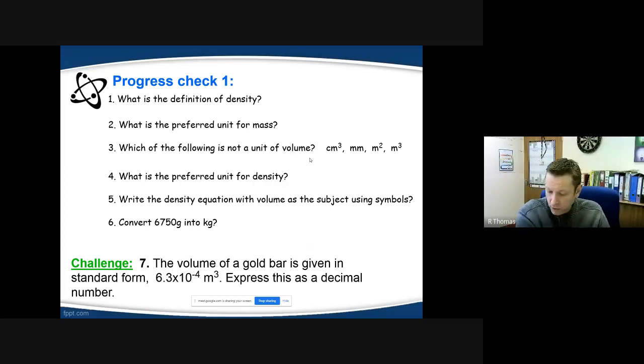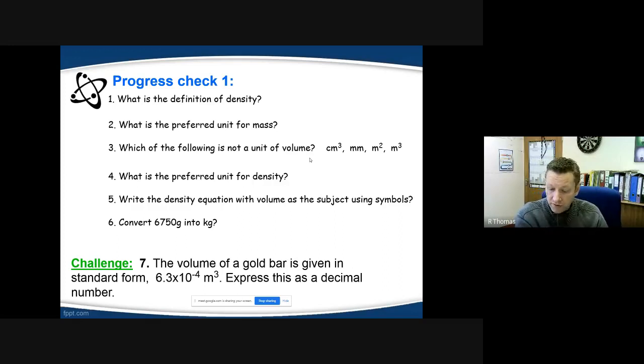Right, great, we're back. Hopefully you answered those 7 questions. So what is the definition of density? It's the measure of how much mass has been packed into a given volume. Please don't use the word weight, okay? Try and use the word mass. How much mass has been packed into a given volume?